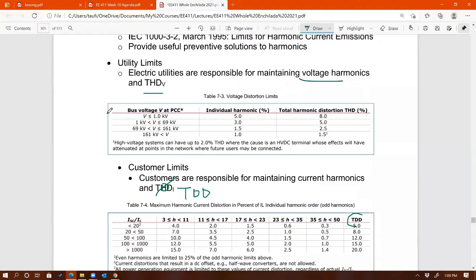These are just to give you some examples of the permissible harmonic levels for different levels of voltages. For example, if the system voltage is less than 1 kilovolt, then the total harmonic distortion has to be less than 8%, whereas individual harmonics should be less than 5%, right? And then if it's higher voltage, as you can see here from the table, the higher the voltage, the lower the harmonic level allowed in the system, which makes sense, right? Because the higher the voltage, the more power it carries, right?